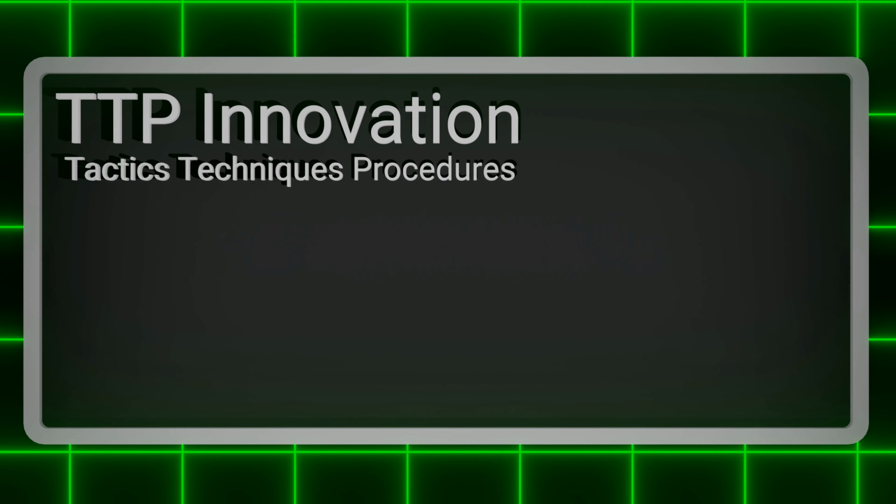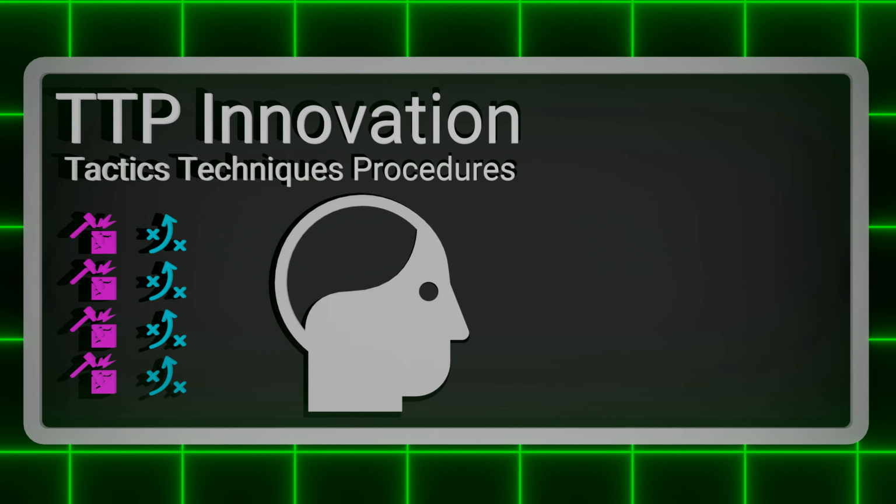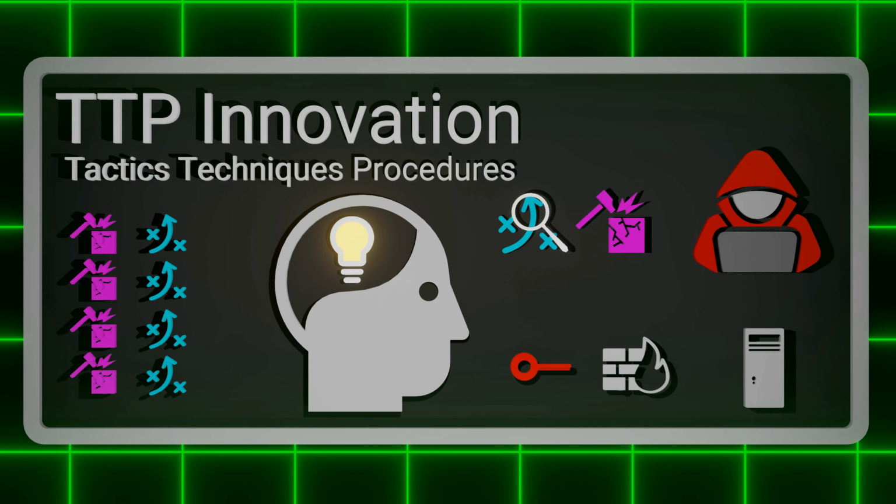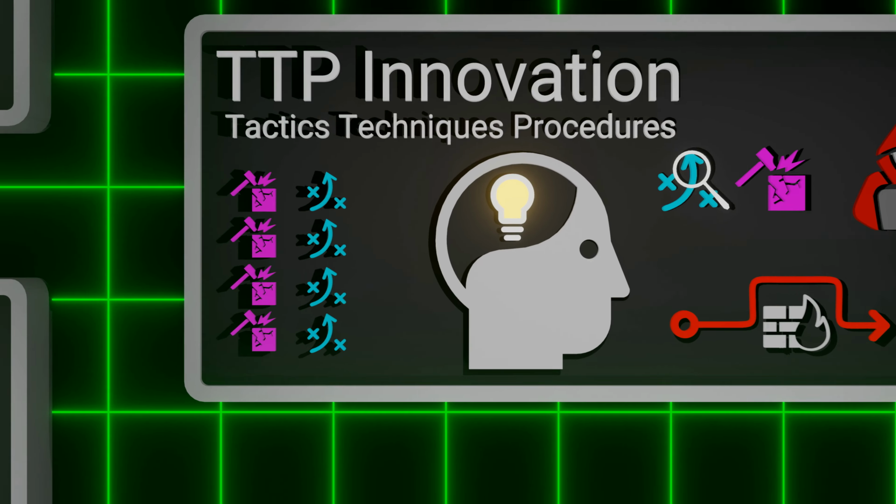TTP, Tactics, Techniques and Procedures, innovation. MITRE ATT&CK doesn't just provide a list of known techniques and tactics, it also inspires creativity. Red teams can study common techniques and tactics and then use them to innovate by developing new variations that might not be immediately detectable by standard defenses. For example, if a certain organization is well prepared against credential dumping via Mimikatz, attackers can explore less common methods for obtaining the same objective.